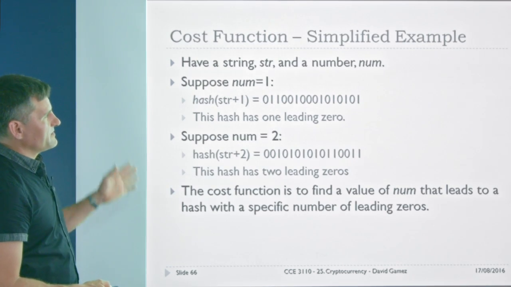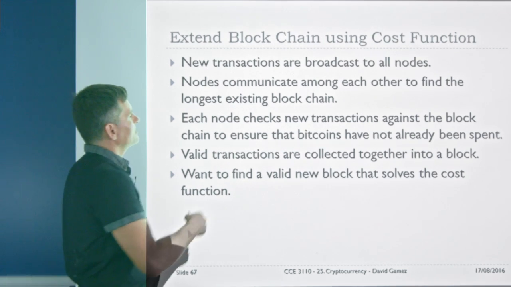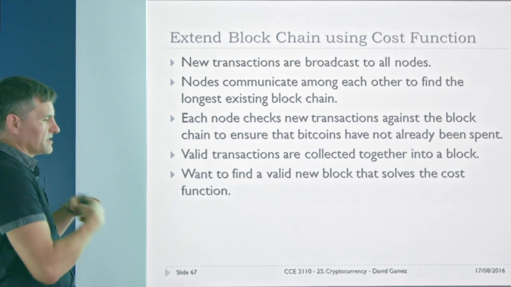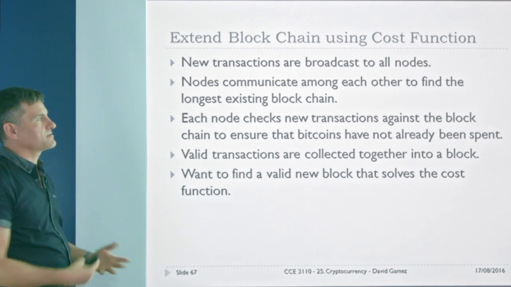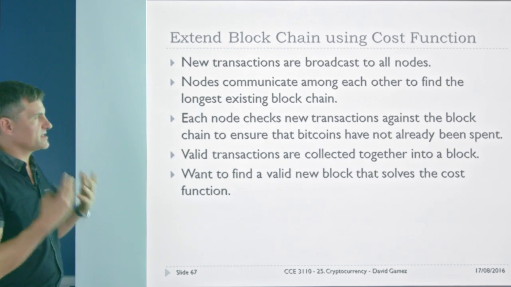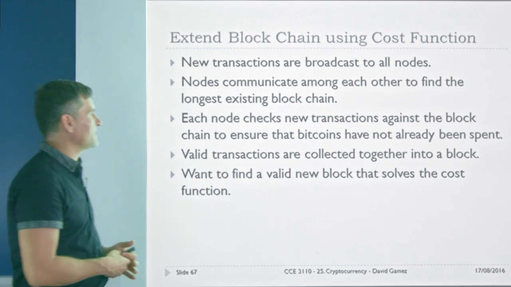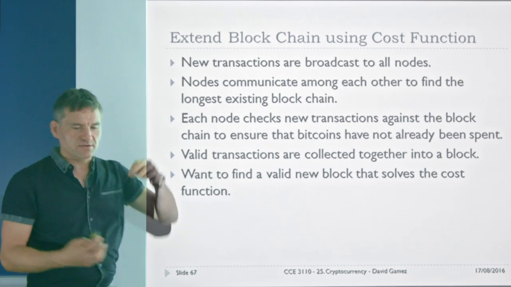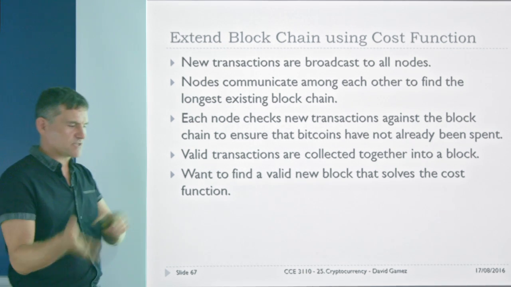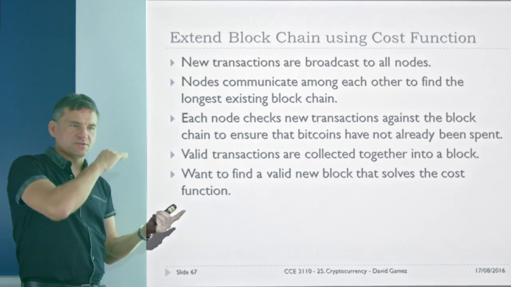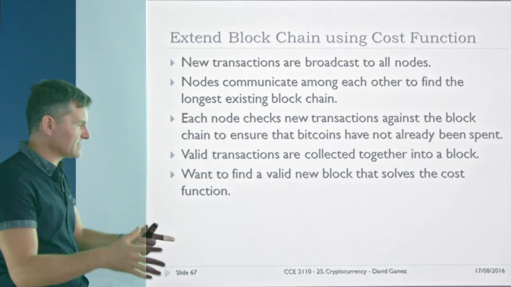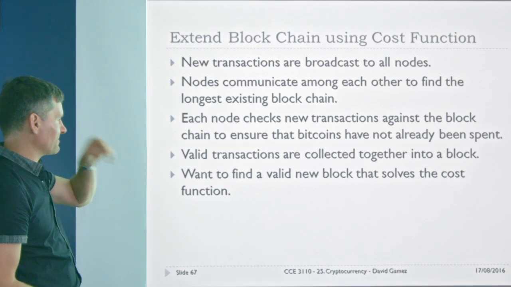So that's how we extend the blockchain. I'll give you a concrete example in a second. How this works is that new transactions, so people are off there spending their bitcoins, and then they broadcast their transactions to all of the nodes that are participating in the network. The nodes communicate among each other to find the longest existing blockchain, which is the longest chain that's already out there. And then the first thing the nodes do is check the transactions against the blockchain to ensure they haven't been spent. They track the addresses back through the blockchain, and ensure that the money is there and the money hasn't been spent twice or whatever. So they check that all the broadcast new transactions are valid. That's done by all of the nodes that are participating in the network.